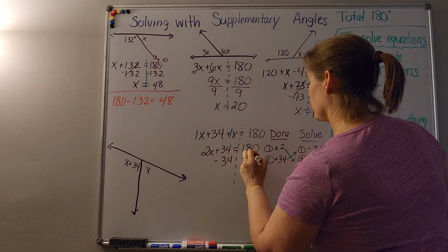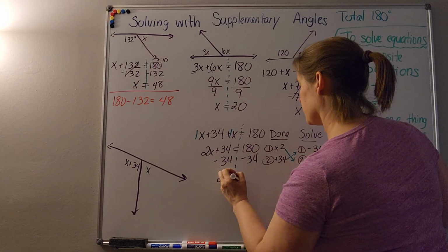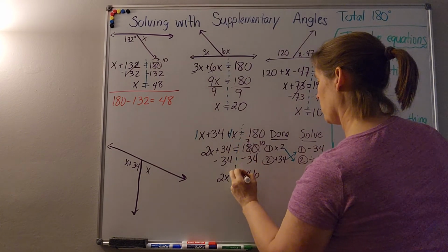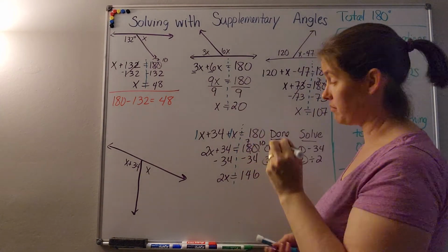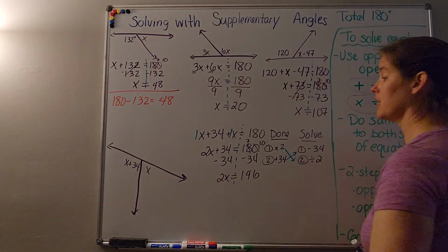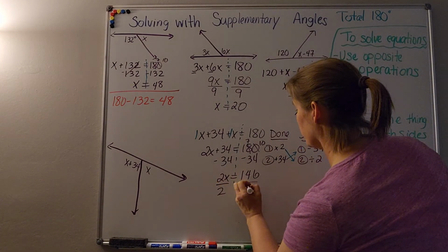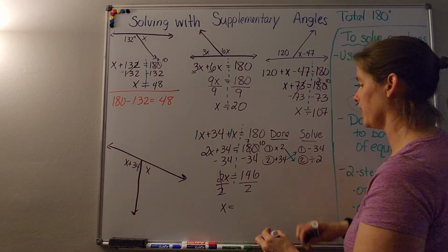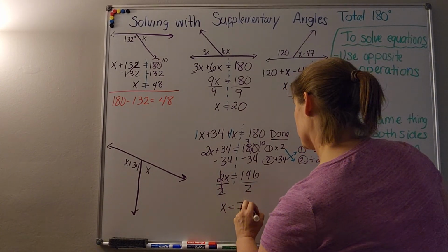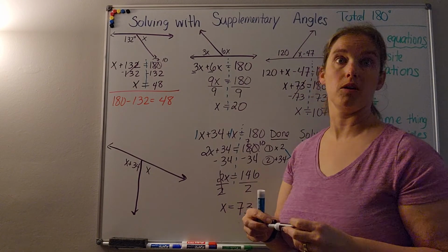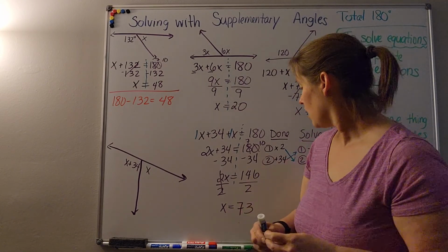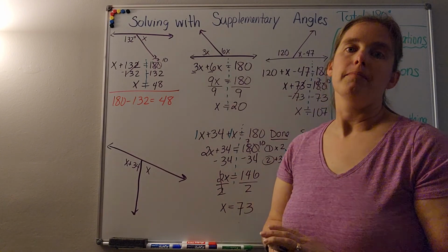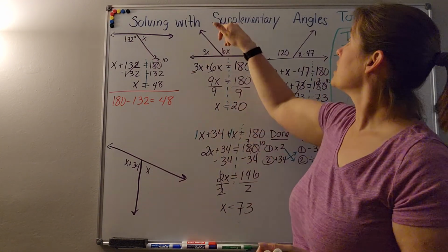Subtract 34 from both sides. 2x equals 146. Okay? Then we divide both sides by 2. Divide by 2, divide by 2. 2's cancel out. X equals, what's 146 divided by 2? I hope you're saying it's 73, which it is. Okay, so this is how you solve to find a variable when you have supplementary angles.